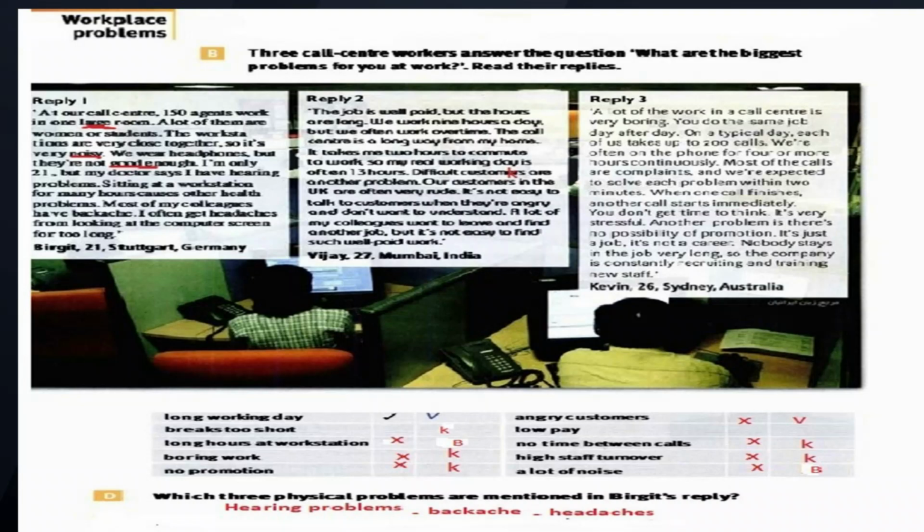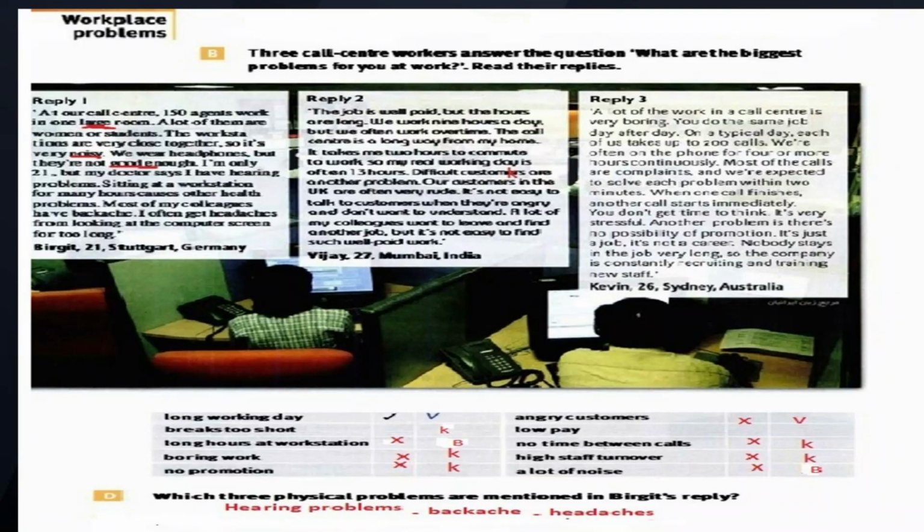Listen to the third reply now. A lot of the work in a call center is very boring. You do the same job day after day. On a typical day, each of us takes up 200 calls. We're often on the phone for 4 or more hours continuously. Most of the calls are complaints, and we're expected to solve each problem within 2 minutes.